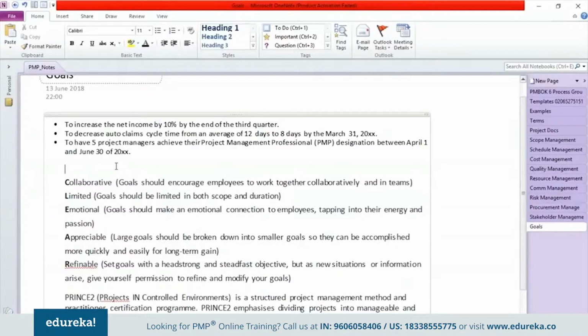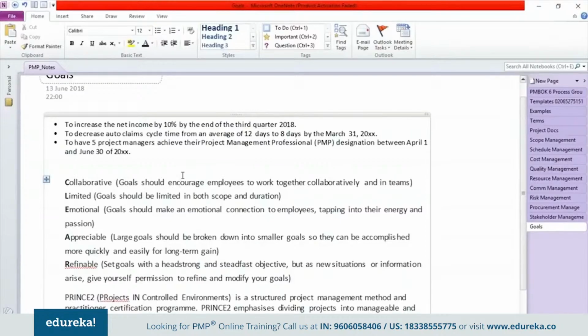So by this goal, I would get better clarity in terms of what the expectation is. In this goal, it's very clearly mentioned that we have to focus on increasing the net income. By how much? By 10%. By when? By the third quarter. By which year? 2018. So we could be a bit more specific over here, right?